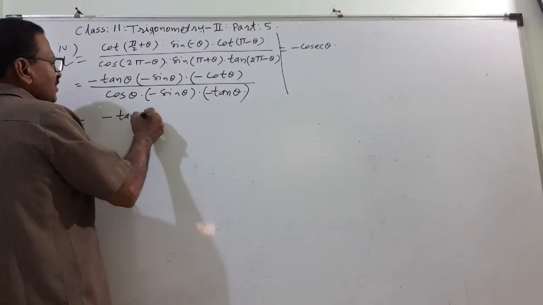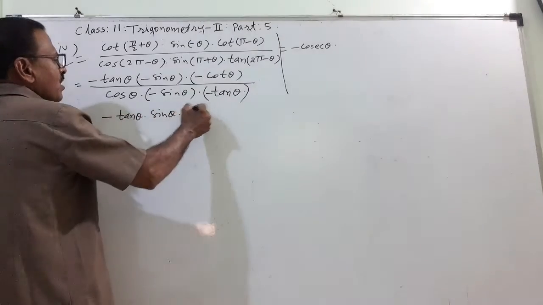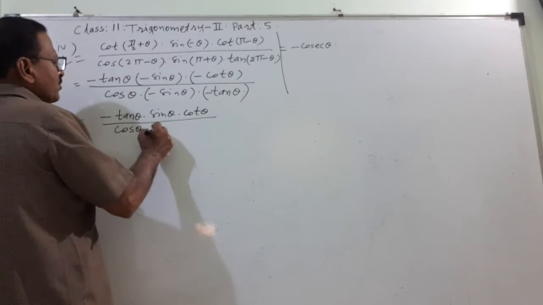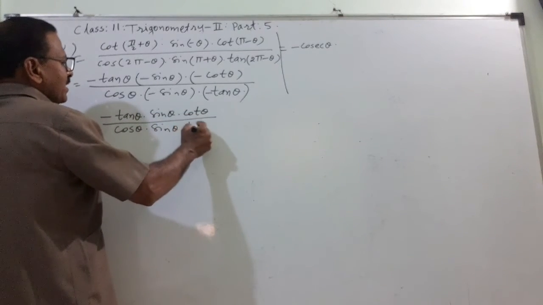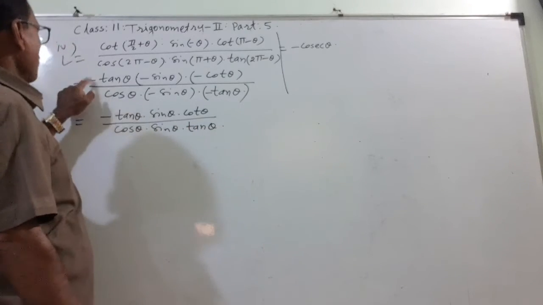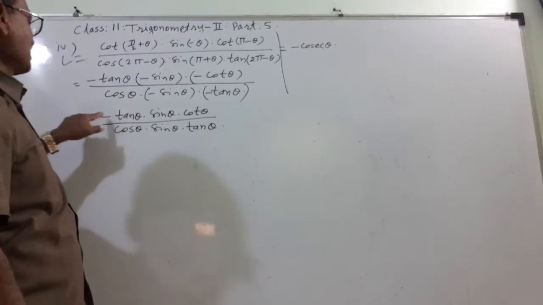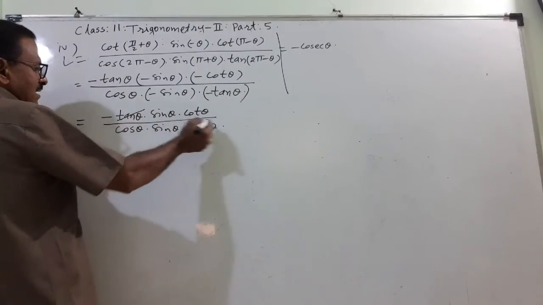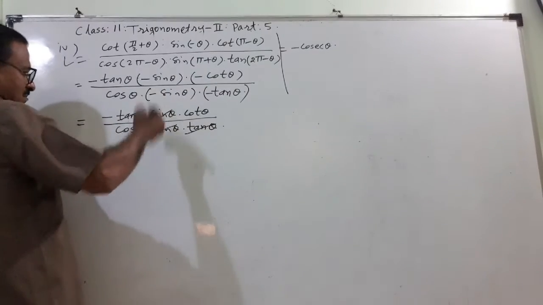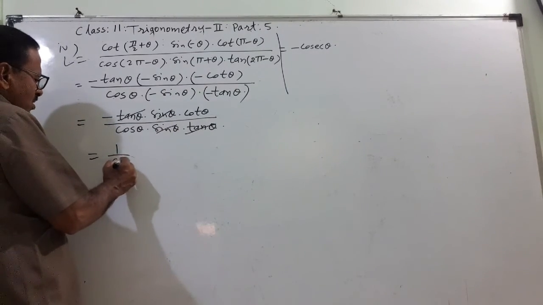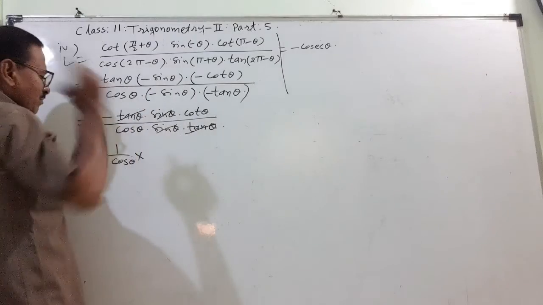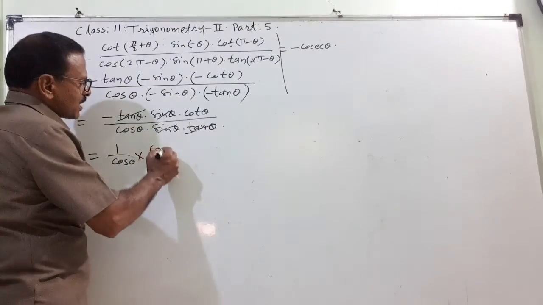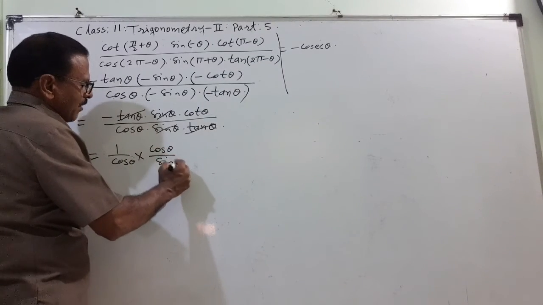Minus of tan theta into sin theta into cot theta upon cos theta into sin theta into tan theta. Check this. 1, 2, 3. 3 times negative means negative it will be. These 2 times means positive it will be. And then cut, cut, cut, cut. So this is 1 upon cos theta into cot, which means what? Sin upon cos means tan. And cot means cos upon sin, cos theta upon sin theta.